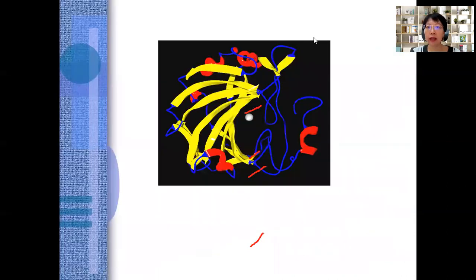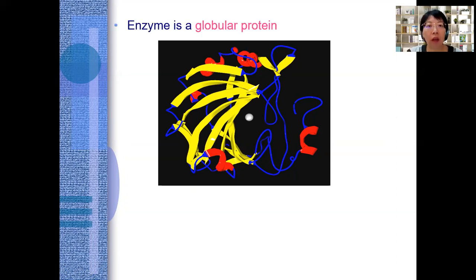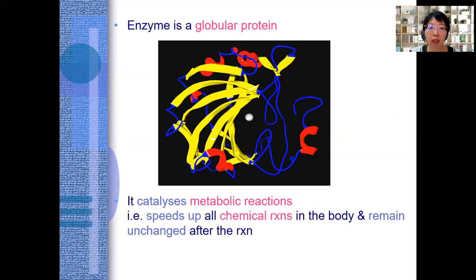Okay, so what is enzyme? If you look at this diagram, here's an example of the structure of an enzyme. It is actually made up of protein, which is globular. So it's a globular protein, right? Because enzyme needs to function using its specific shape. So structure function. So using specific shape, it will catalyze specific reaction. So enzyme is a globular protein and it catalyzes metabolic reaction.